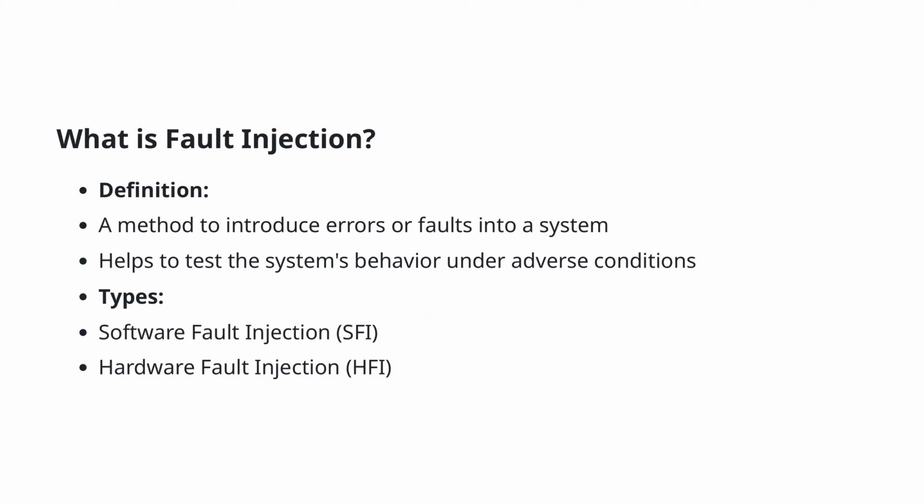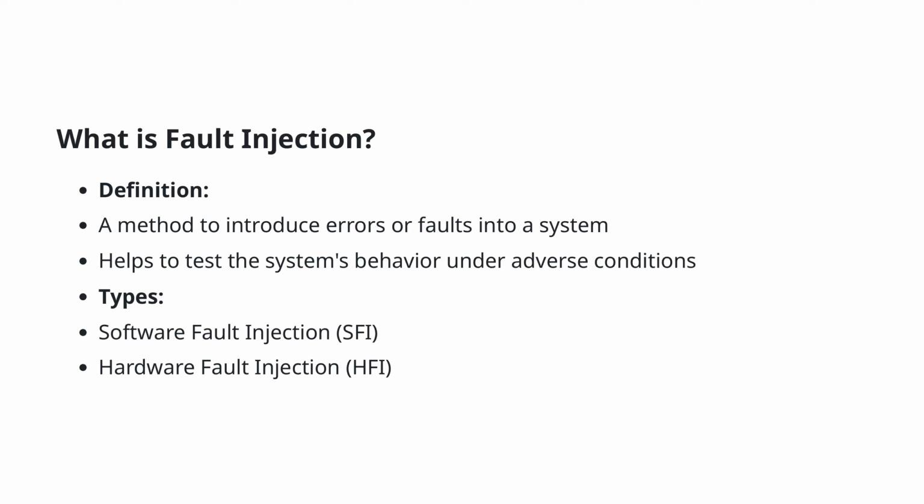Fault injection is a method used to intentionally introduce errors or faults into a system. This technique is designed to test how the system behaves under adverse conditions, ensuring that any potential vulnerabilities are identified and addressed proactively. There are two main types of fault injection: software fault injection, SFI, and hardware fault injection, HFI.